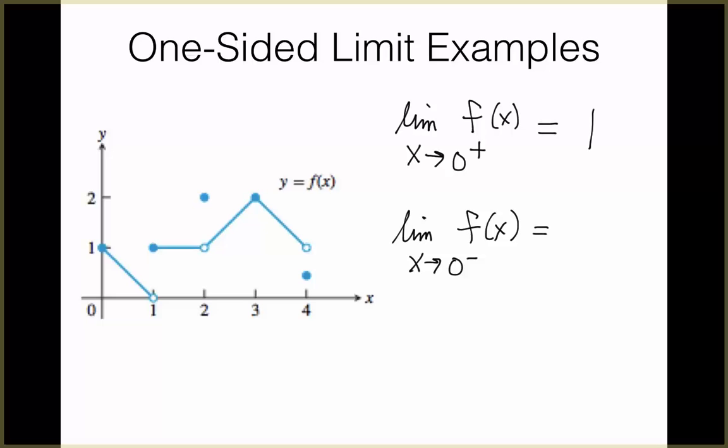Now consider the left-hand limit as x approaches 0. This function is not even defined for x less than 0, so therefore the left-hand limit of f as x approaches 0 does not exist. Now consider the two-sided limit of f of x as x approaches 0. Since the left-hand and right-hand limits do not both exist, then the two-sided limit of f does not exist either.